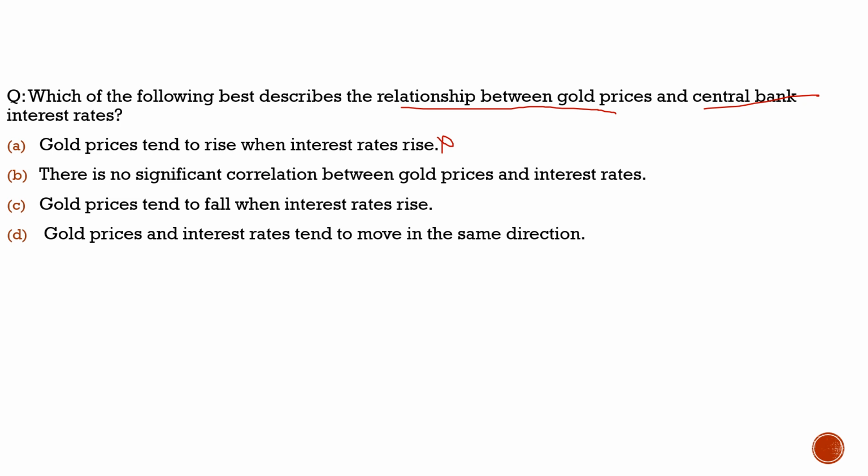Second option: there is no significant correlation between gold prices and interest rates. This is also incorrect. There is definitely a relationship between gold prices and interest rates. Third option: gold prices tend to fall when interest rates rise. 100% correct. This is the proper relationship between gold prices and interest rates framed by central banks. Option D: gold prices and interest rates tend to move in the same direction. Totally incorrect. So with respect to this question, the correct statement is option C.